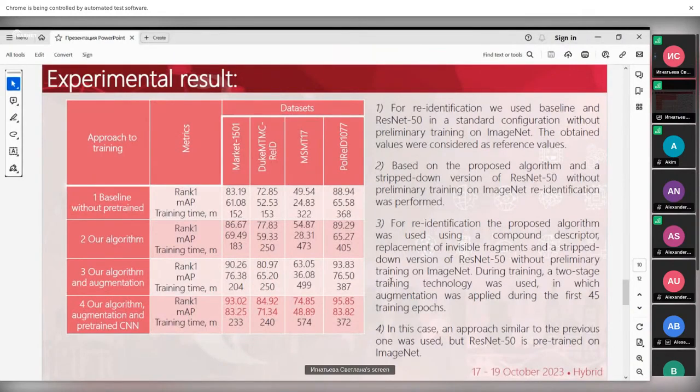We made four experimental series. We carried out experiments on four datasets: Market-1501, DukeMTMC, MSMT, and PolRate. In the first experiment for re-identification, we used a baseline ResNet-50 in a standard configuration without pre-training on ImageNet. The second experiment was based on the proposed algorithm and a stripped-down version of ResNet-50 without pre-training. In the third experiment, the proposed algorithm was used with a compound descriptor, replacing an invisible fragment, and a stripped-down version of ResNet-50 without pre-training. During training, a two-stage training technology was used, in which augmentation was applied during the first 45 training epochs. In the fourth experiment, an approach similar to the previous one was used, but ResNet-50 was pre-trained on ImageNet.